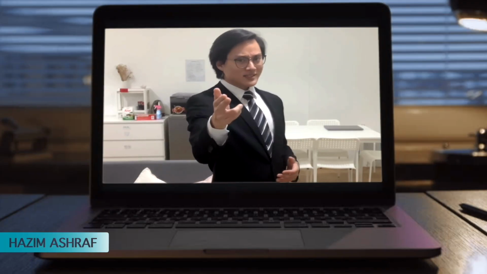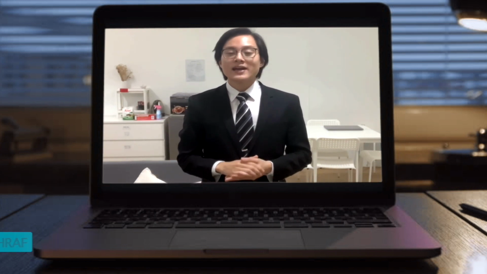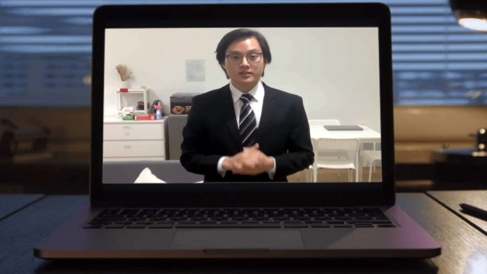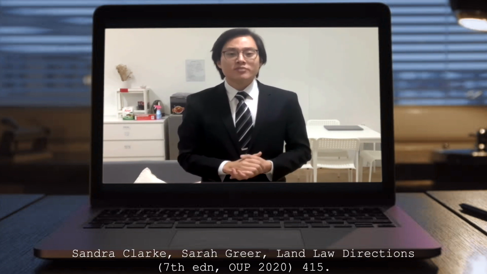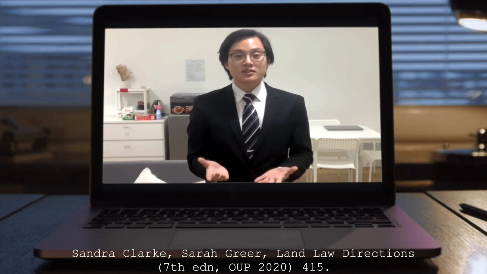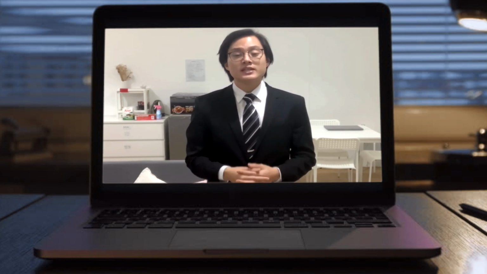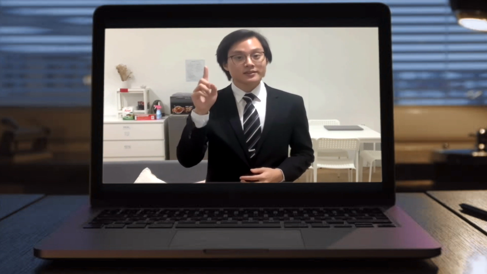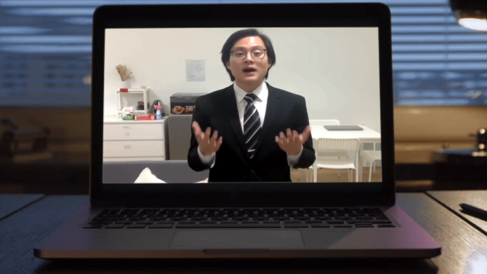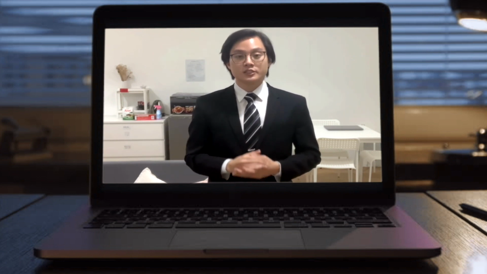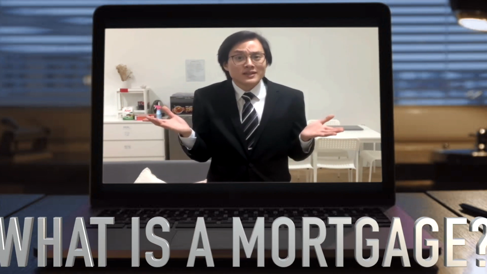Have you ever heard the saying that an Englishman's home is his castle? Well, the United Kingdom is a nation of homeowners. Unlike their friends in many other European countries, the British seem to dislike renting and prefer to buy their own homes. However, the problem is that property in the United Kingdom, and particularly London, is really expensive. Most people are only able to buy their own home with the help of a mortgage from a bank or building society. So, what is a mortgage, you may ask?